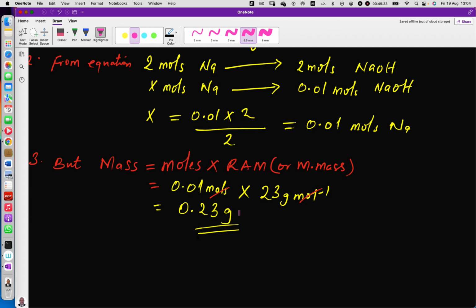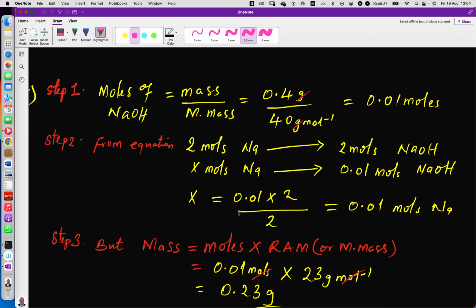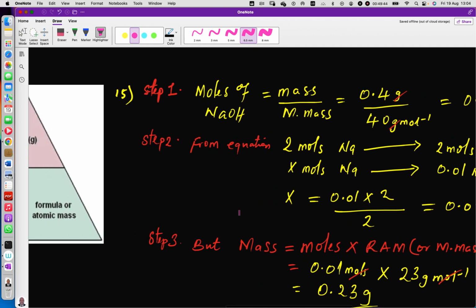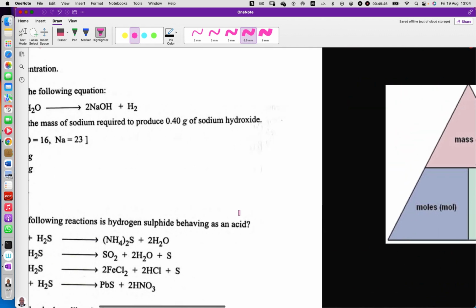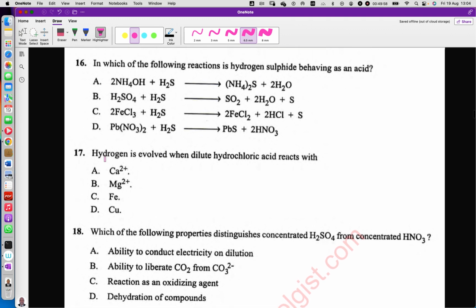Let's go to our answer column and see if we can have this answer there. 0.23 for question number 15. And 0.23 there is our answer for question number 15, which is A. That is it.